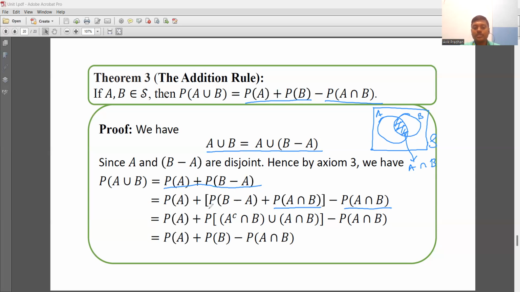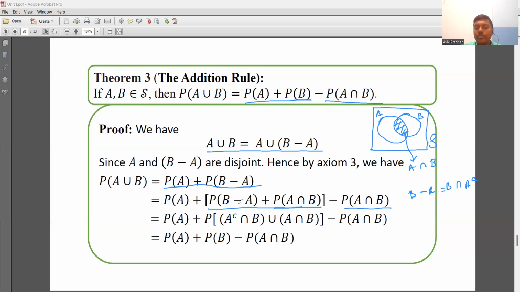Now, if I think about the thing in the bracket, the probability of B minus A, we know that B minus A is nothing but B intersection A complement. So I can write probability of B intersection A complement union A intersection B, because these two sets, B intersection A complement and A intersection B, are mutually exclusive. So again by axiom 3, I can go in the reverse manner also.